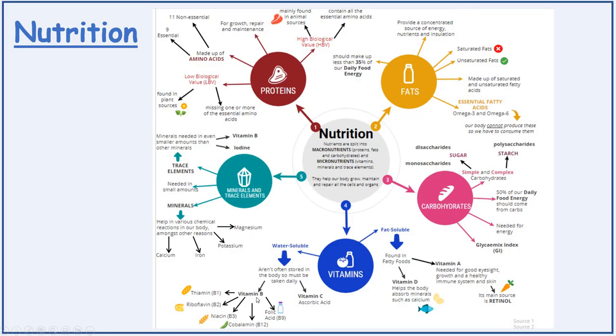Vitamins, water-soluble ones, you've got vitamin B, B1, B2, B3, B12, folic acid, B9, vitamin C, like ascorbic acid. They aren't often stored in the body, so they've got to be taken daily. Fat-soluble vitamins can be found in fatty foods like vitamin D and vitamin A, and also retinol. And then you've got minerals and trace elements. So trace elements like vitamin B and iodine, and minerals like magnesium, potassium, iron, calcium, help in various chemical reactions in our body, amongst other reasons.